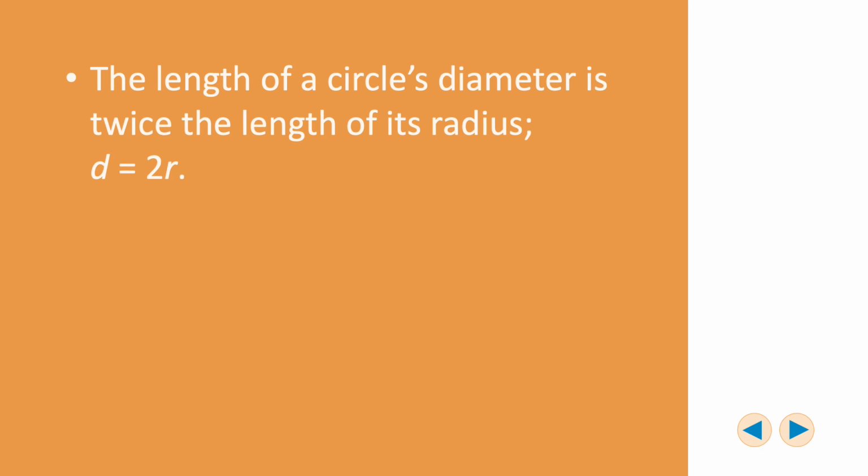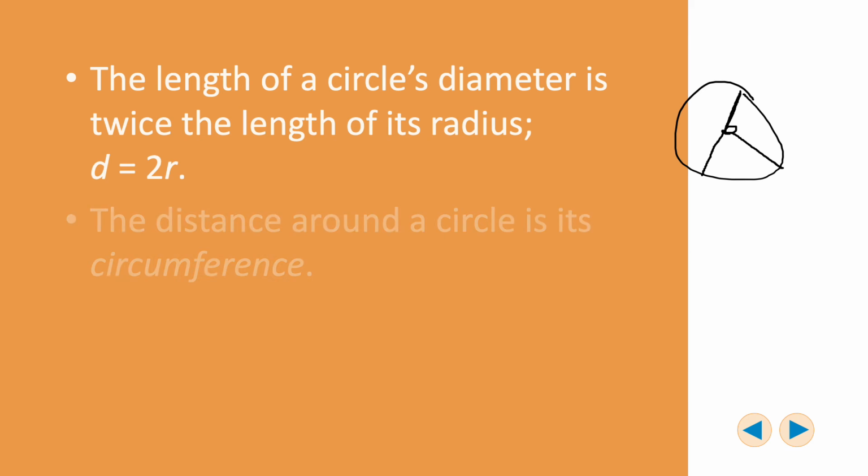So some things that should also be reviewed is that we know that the diameter is twice the length of the radius. So here's my circle, here's my radius, and my diameter is going to be twice the length of the radius. The distance around the circle is called its circumference. We'll look at the circumference of a circle soon.